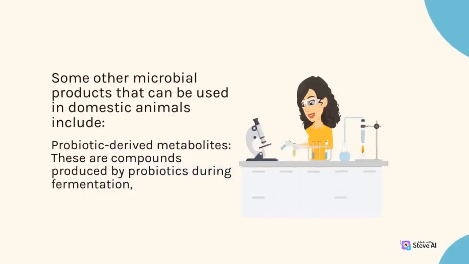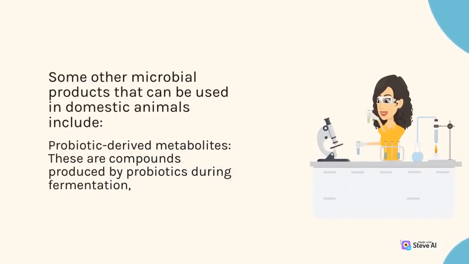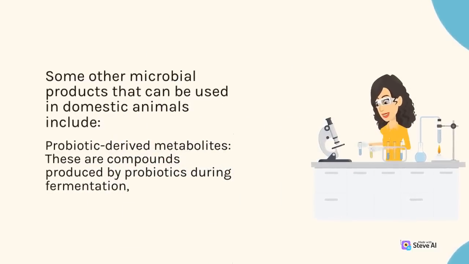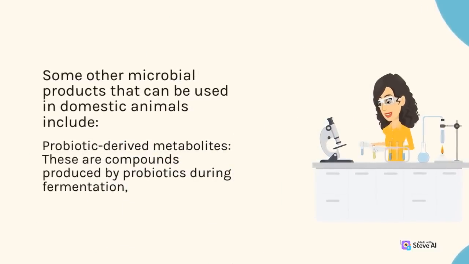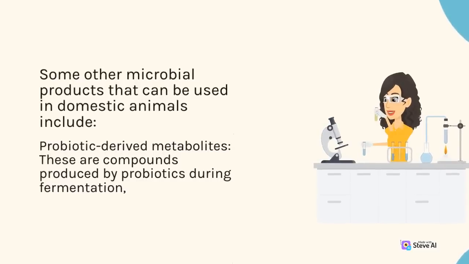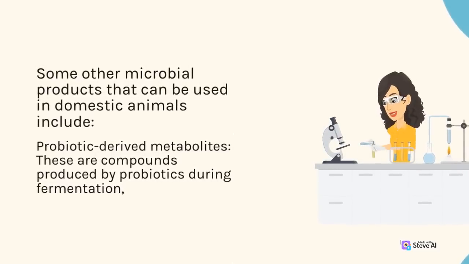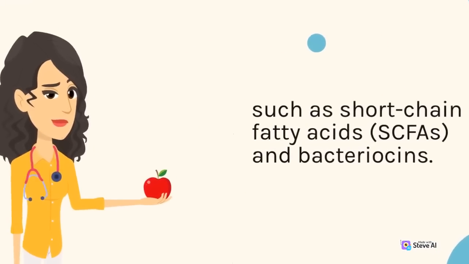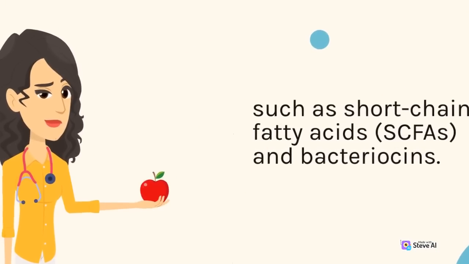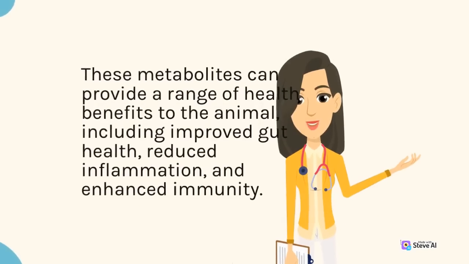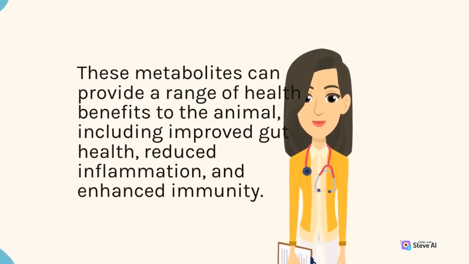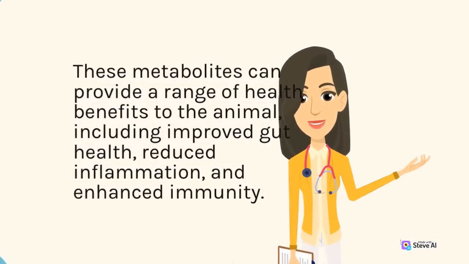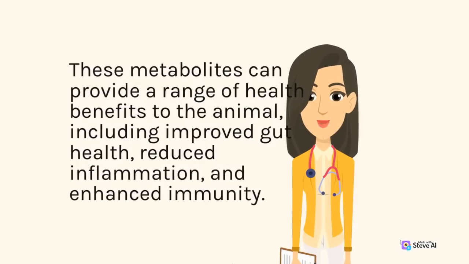Some other microbial products that can be used in domestic animals include probiotic-derived metabolites. These are compounds produced by probiotics during fermentation, such as short-chain fatty acids, SCFAs, and bacteriocins. These metabolites can provide a range of health benefits to the animal, including improved gut health, reduced inflammation, and enhanced immunity.